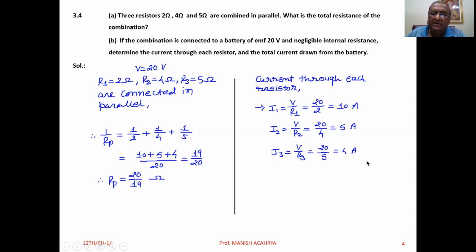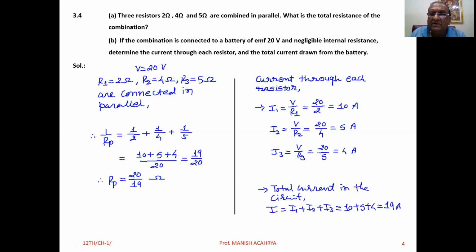Current through the third resistor, I3, is V by R3, that is 20 by 5, that is 4 ampere. So total current drawn from the battery is the summation of these three currents. So total current in the circuit, I equals I1 plus I2 plus I3, that is 10 plus 5 plus 4, that is 19 ampere. Clear?